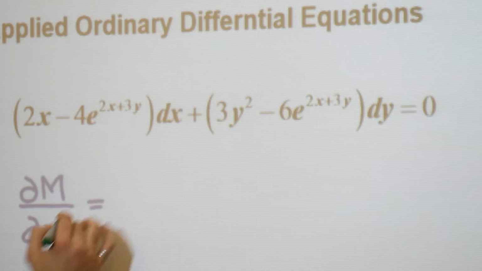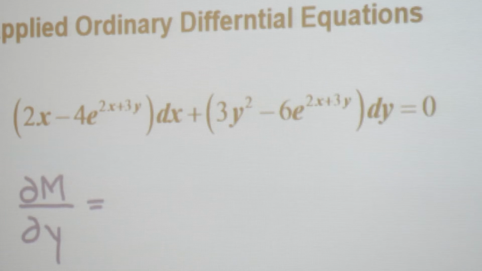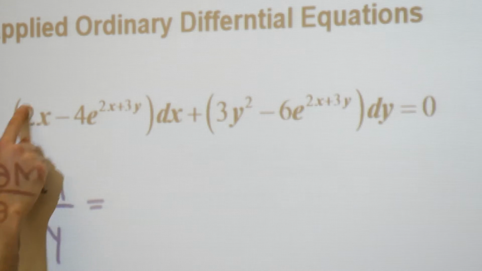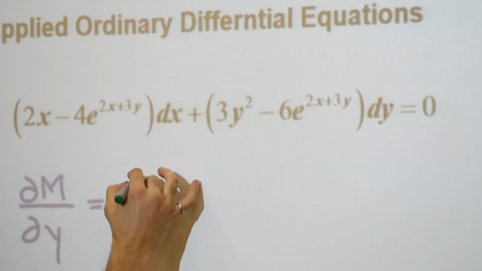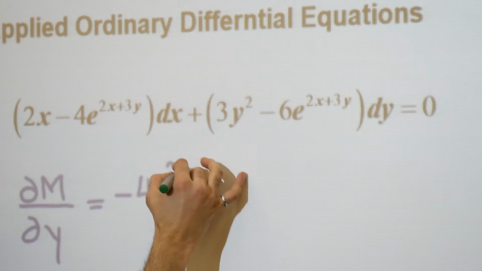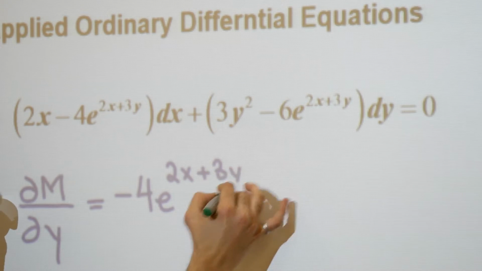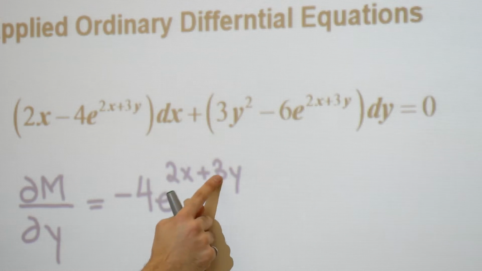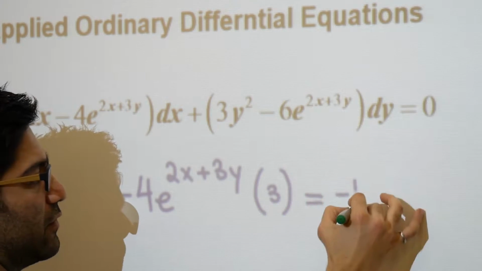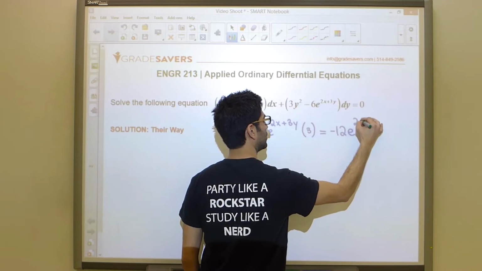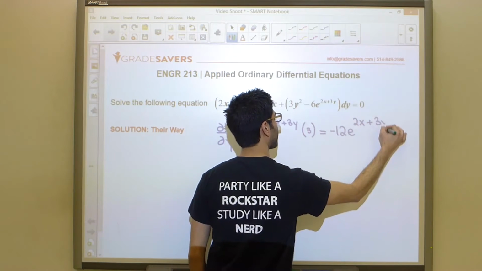If we take the derivative of this function with respect to y, there are no y's here, so that's a constant and it'll be 0. Over here, the derivative would be 4e^(2x+3y). Since we're doing this with respect to y, that 3 will come down, and that gives us a final answer of negative 12e^(2x+3y).